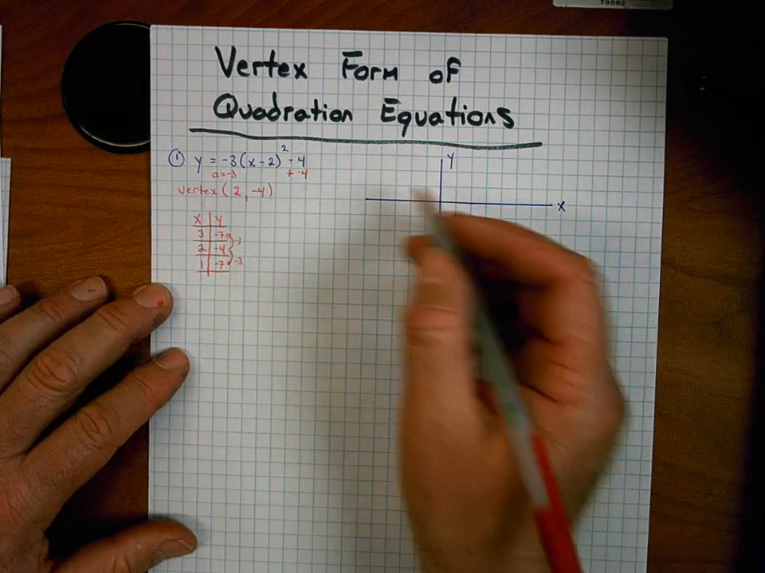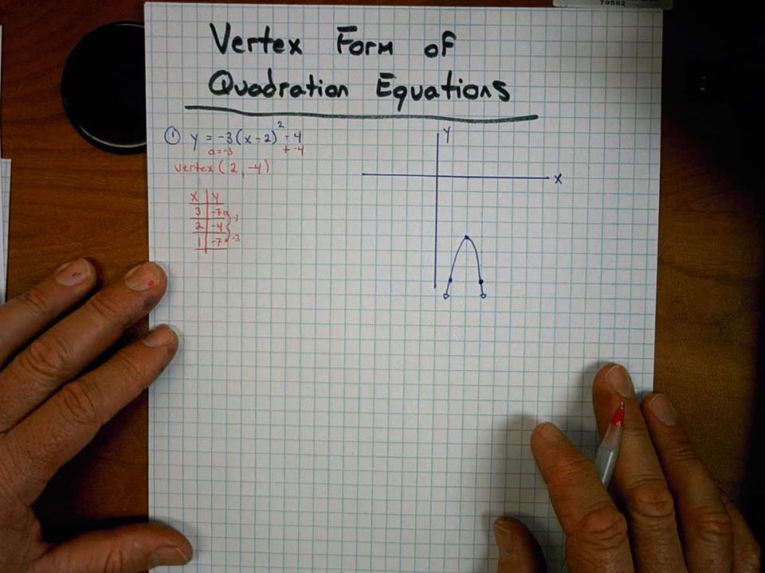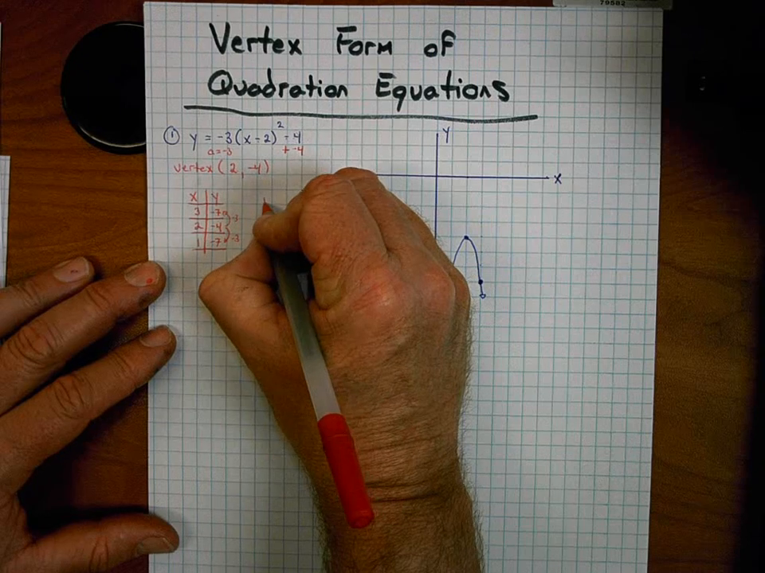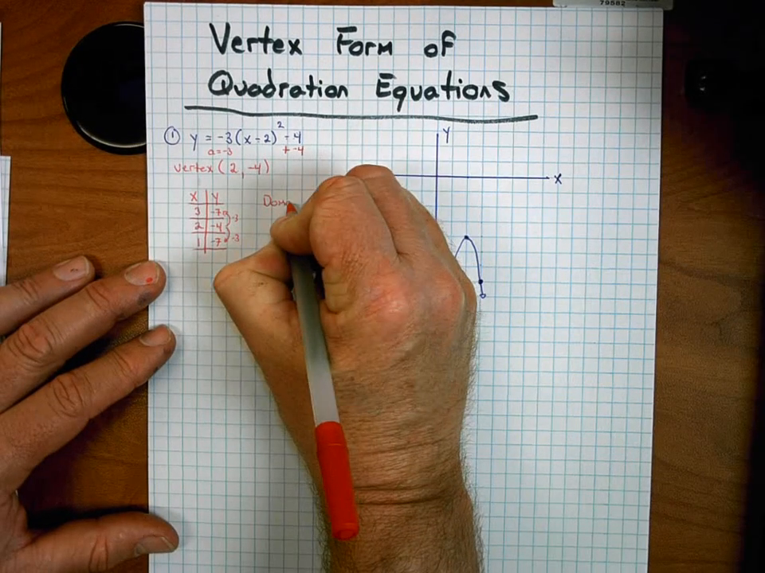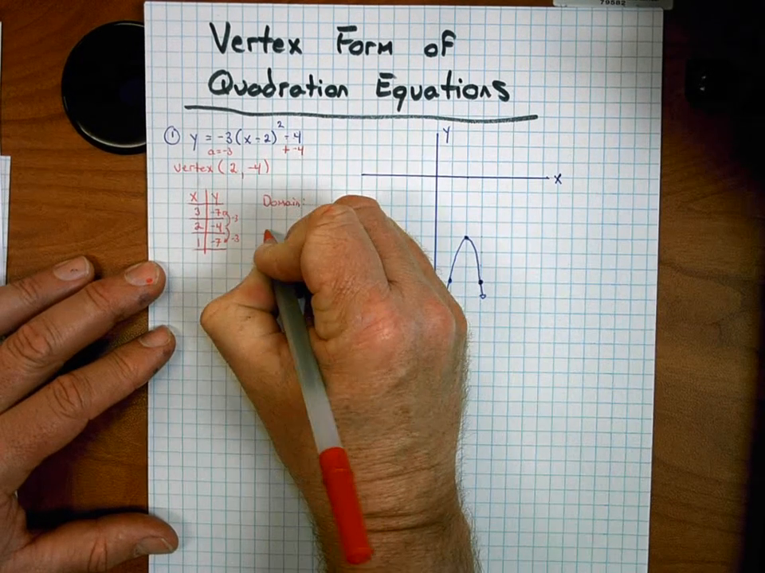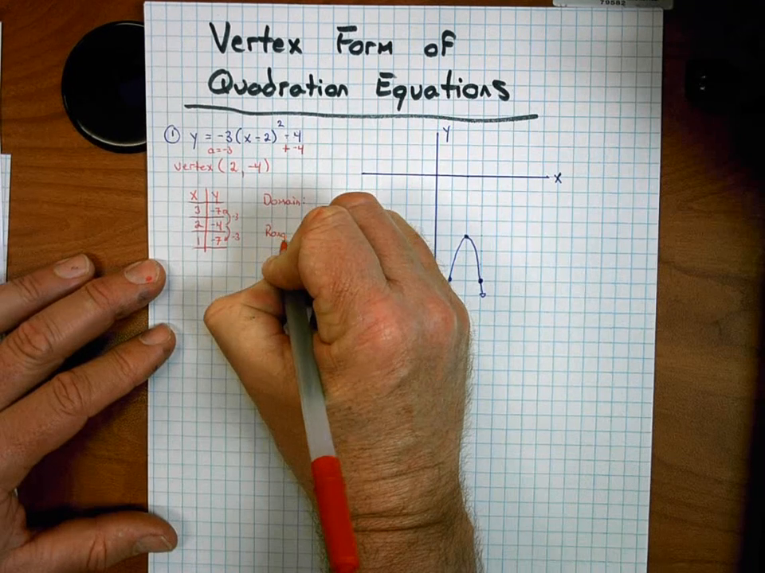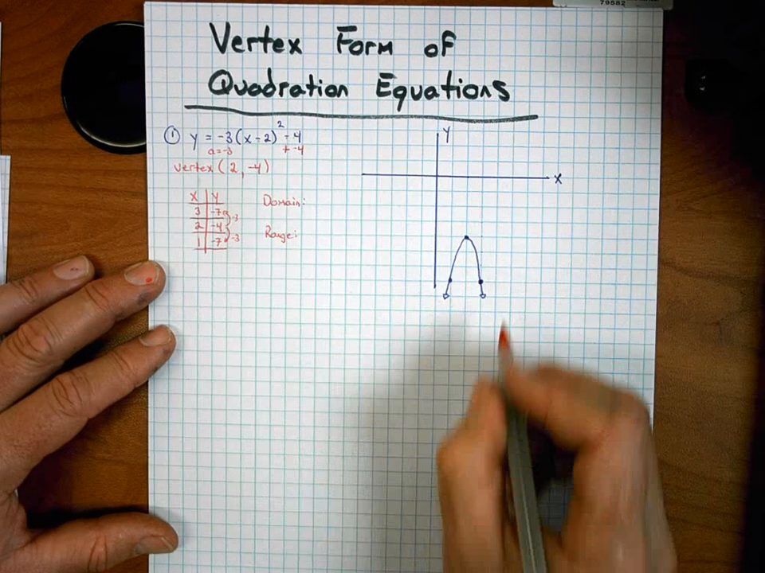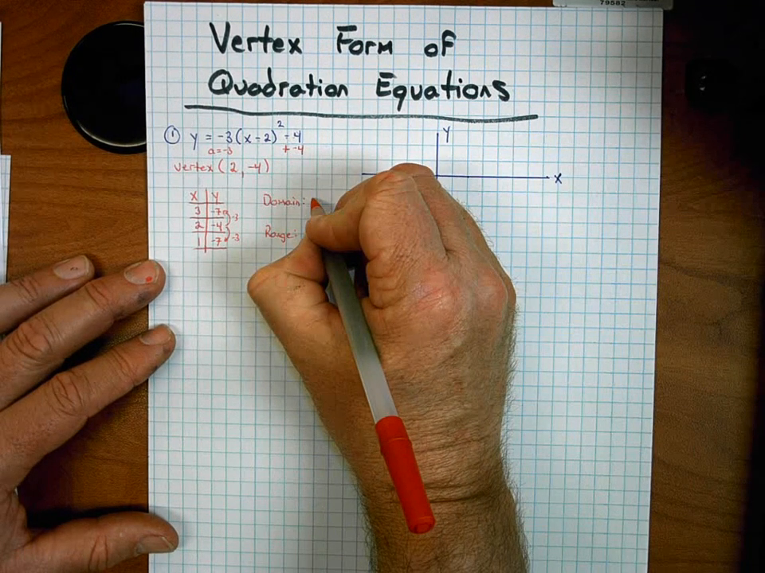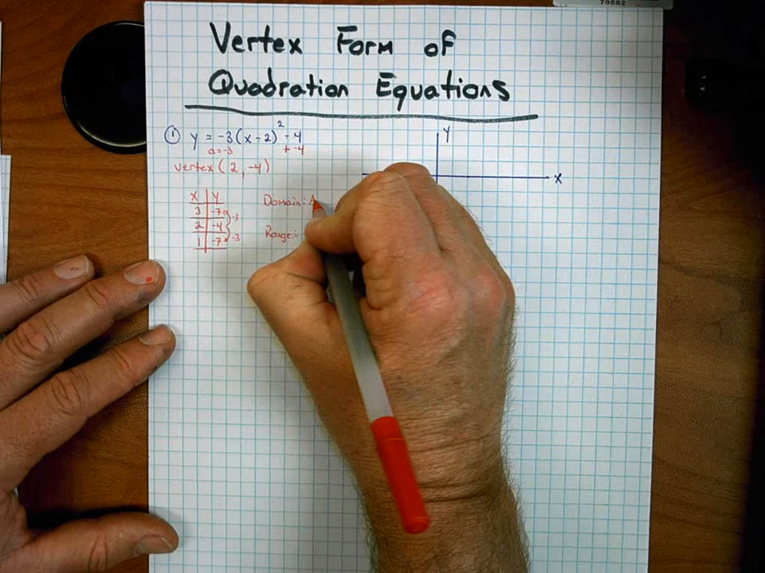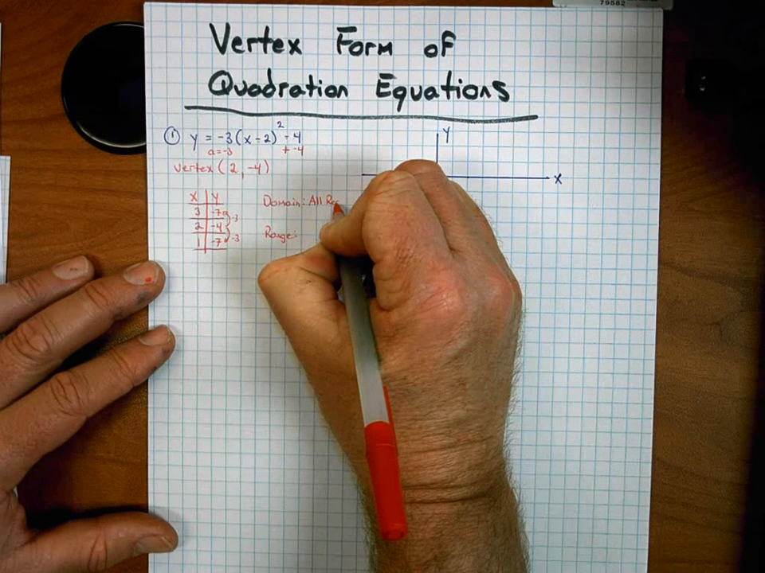Okay, then there were 2 other things that I asked you to identify. So the 2 other things that I asked you to identify were the domain of the graph and the range of the graph. Okay, so what's the domain of a parabola? Remember, the domain is always all real numbers. So my domain is going to be all real numbers.